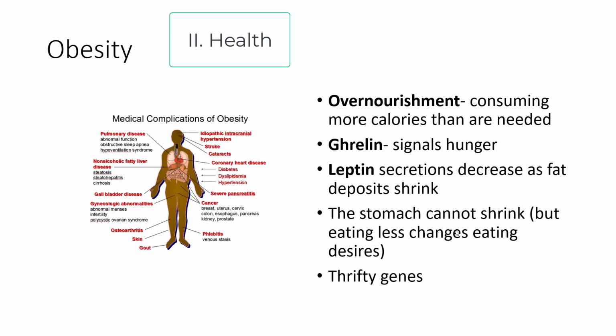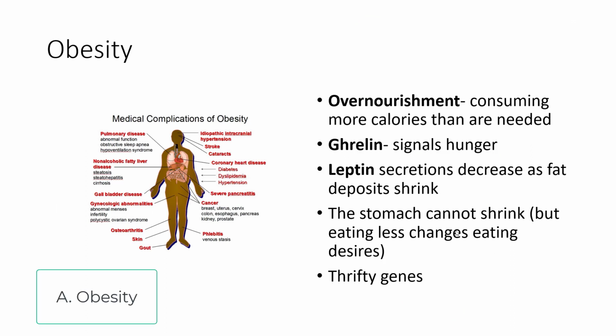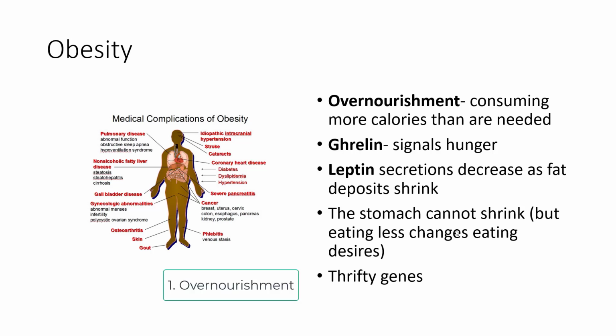Let's look at health a little bit more largely. So we're going to first cover obesity. This is very common in America currently, and a term for this is overnourishment. One cause of obesity is simply consuming more calories than are needed. The body stores calories in the form of fat, and as fat accumulates, an individual can become obese.